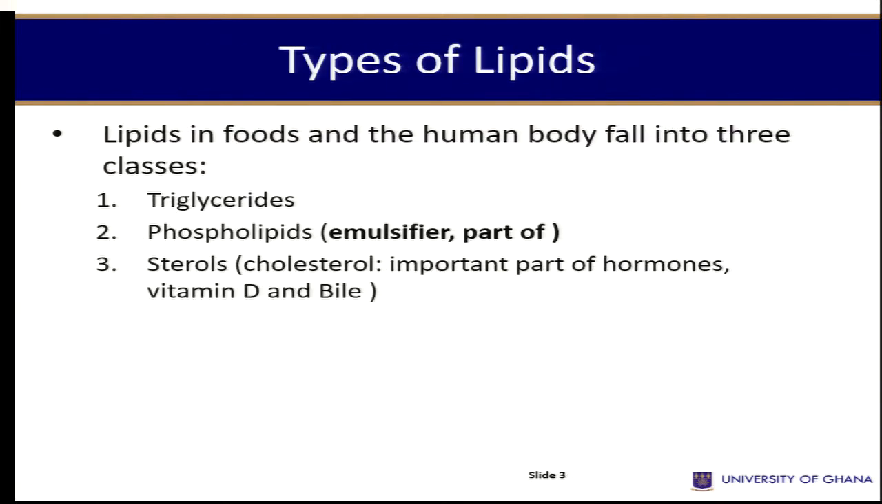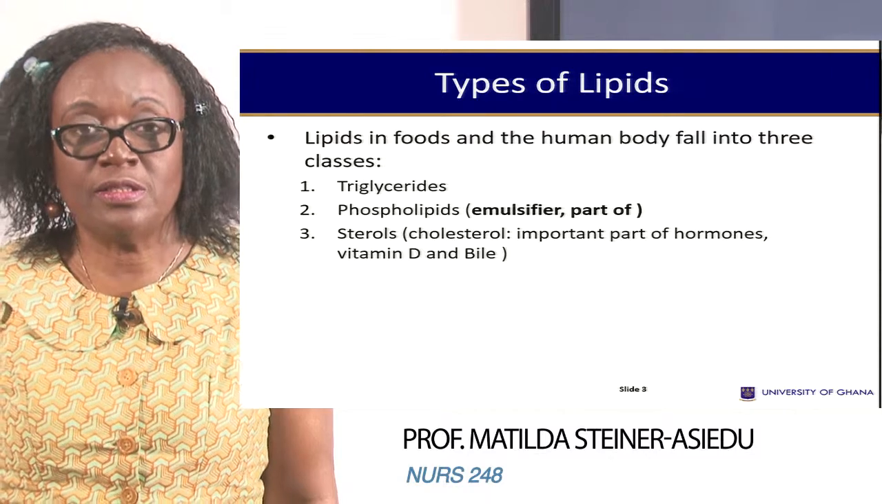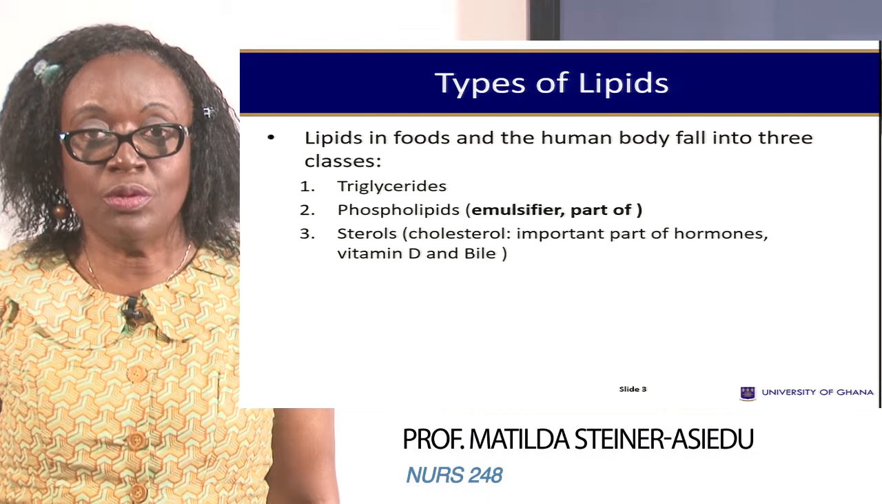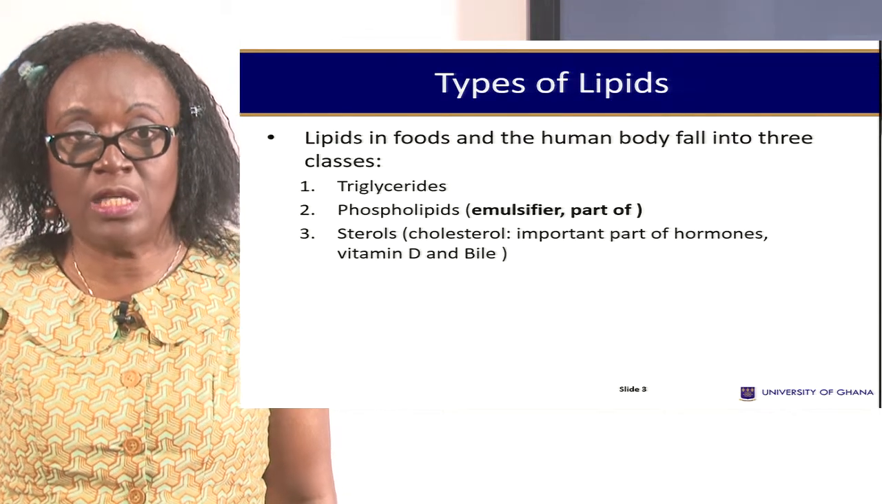Types of lipids. We find different types of lipids in our foods and also in the human body, and they fall into three main classes. We have triglycerides, tri meaning three. We also have phospholipids. Yes, we also have sterols, and a typical sterol is cholesterol, which we have in our foods and also in our body. Another typical example or part of sterol is vitamin D, and also part of bile, which are important in the body.